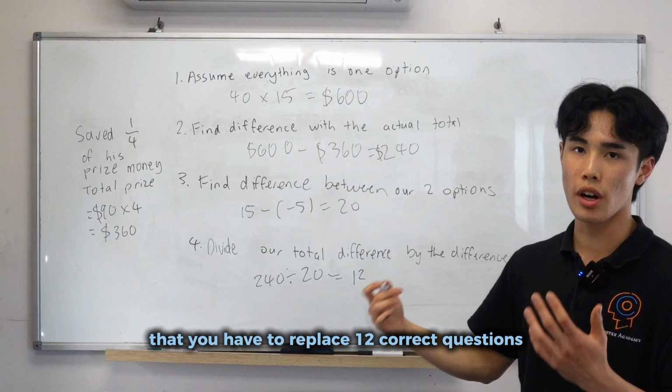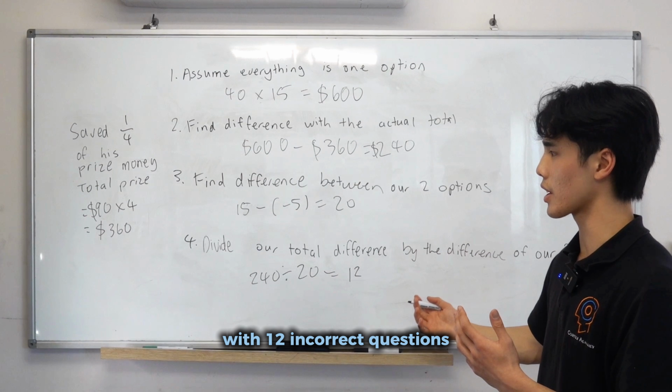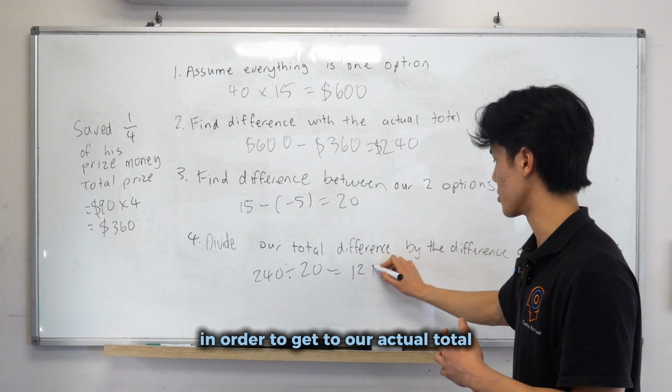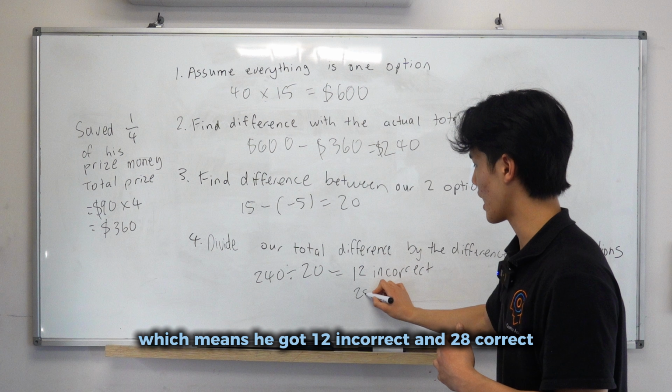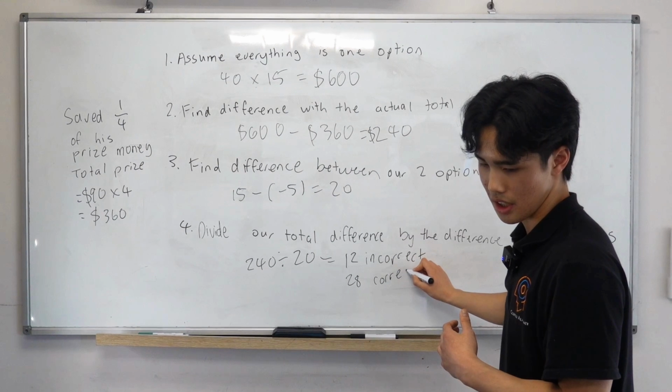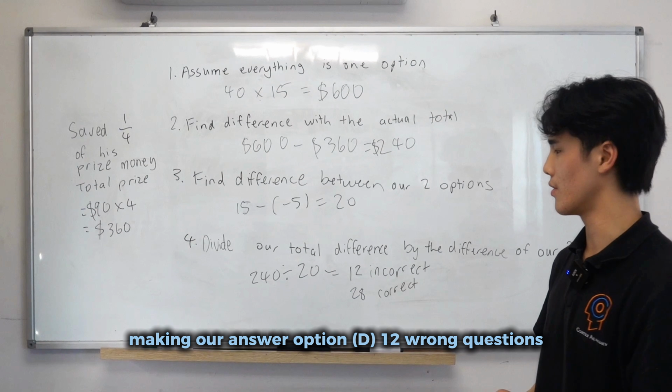which means that you have to replace 12 correct questions with 12 incorrect questions in order to get to our actual total, which means he got 12 incorrect and 28 correct, making our answer option D, 12 wrong questions.